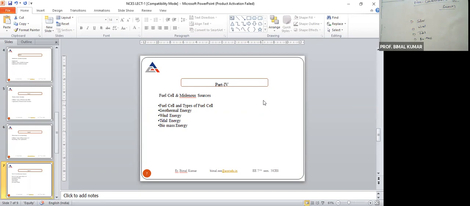Wind energy, I think you must be aware of the basics of the wind energy. Then after that, tidal energy, whenever some tides will be produced, that energy will be converted into electrical energy. Biomass or biogas, these are another kind of the non-conventional types of the energy sources, right?